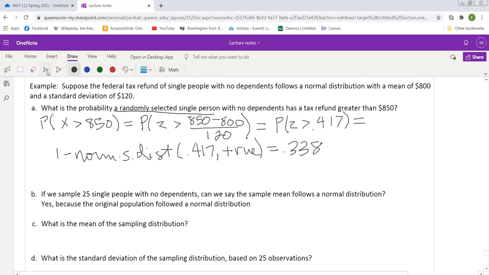So now the next part says, well, what is the mean of that sampling distribution? And that symbol is mu sub x bar, and that equals the population mean, which they tell us in the problem is 800.